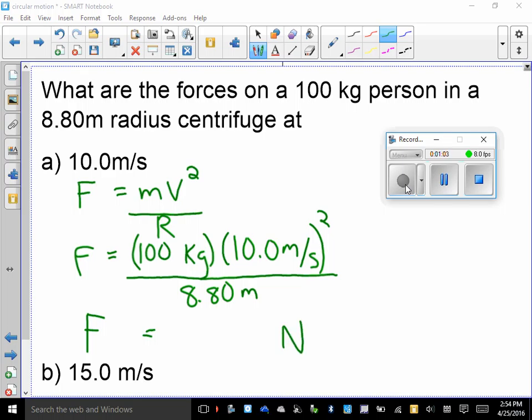100 times 10 squared, and then we divide by 8.80, and we get 1136, and then that repeats for a while. With significant digits, that'd be 1.14 times 10 to the 3 newtons.